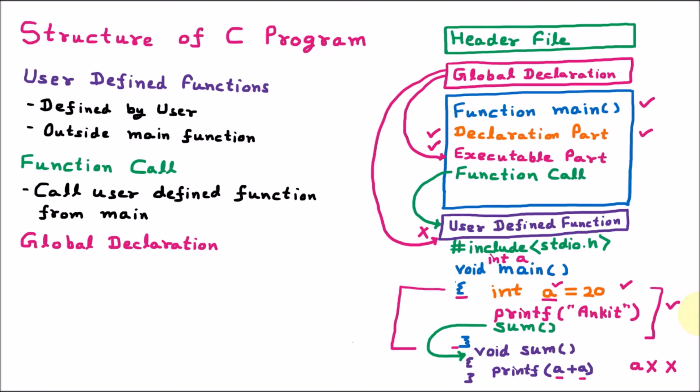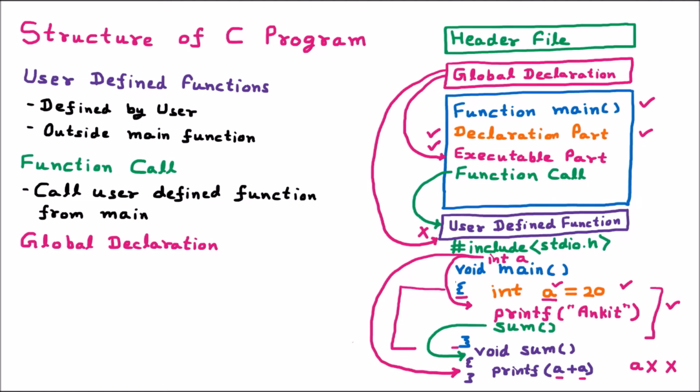Now this variable a which I am defining can be accessed inside the main as well as inside the user defined function sum. So this is called the global variable because this is above the main. It is not the part of any boundary. So this is the global variable. So this a is accessible everywhere. That's why it is called global, globally accessed.